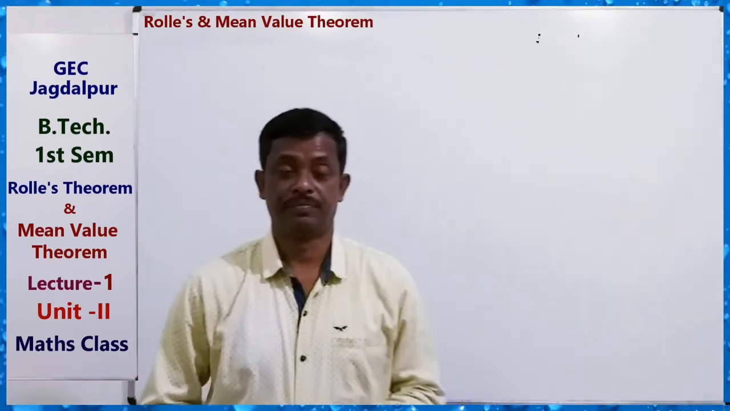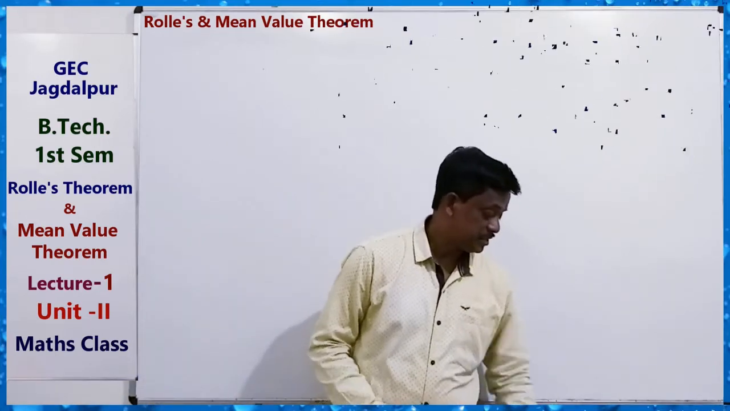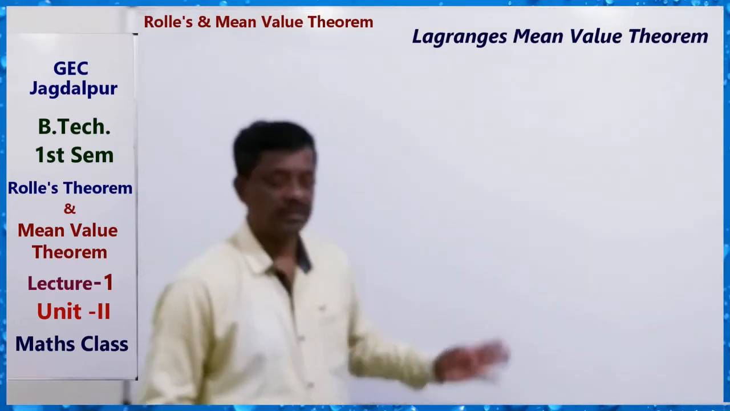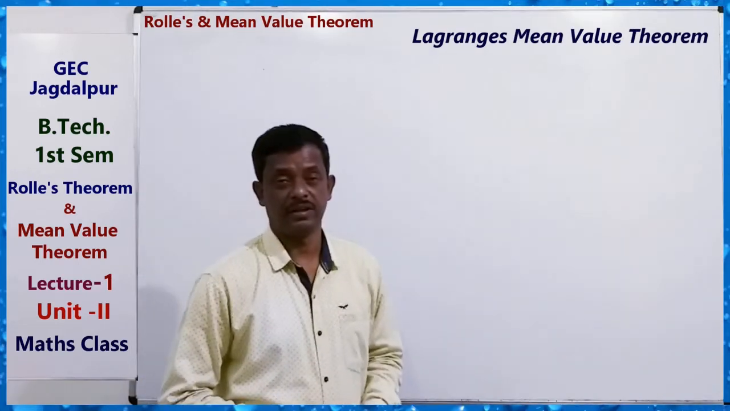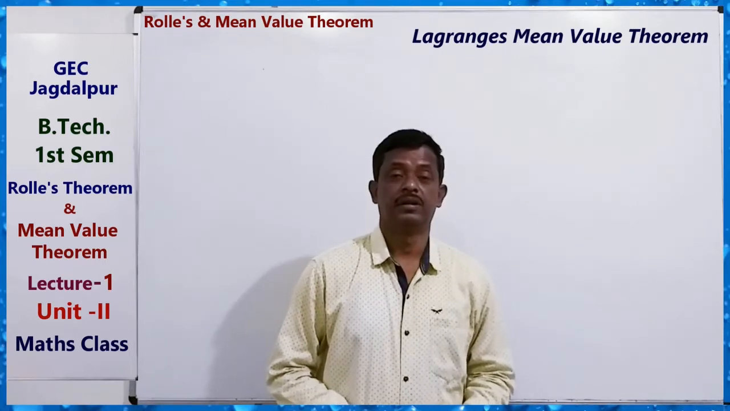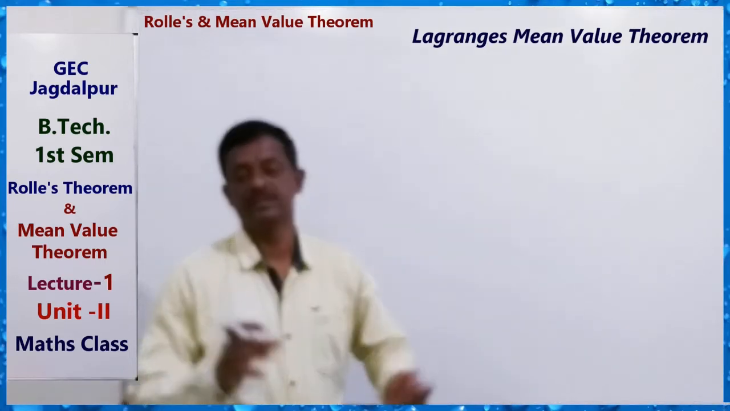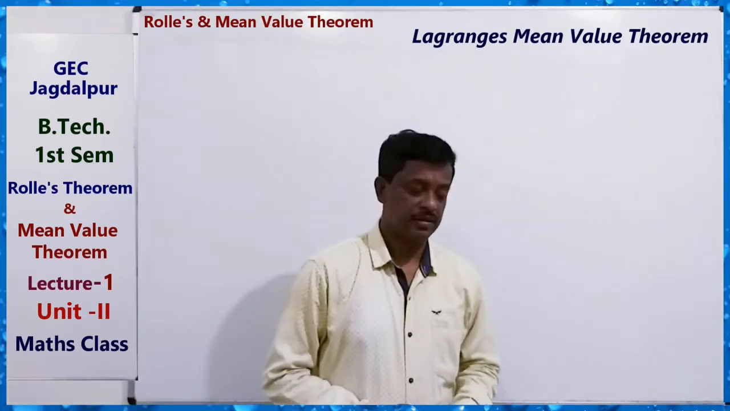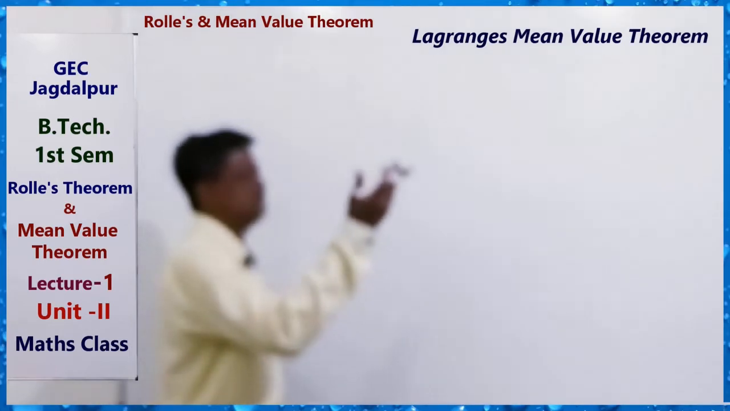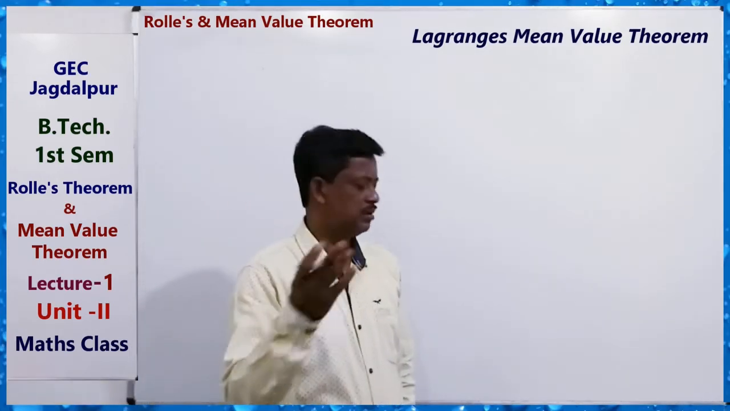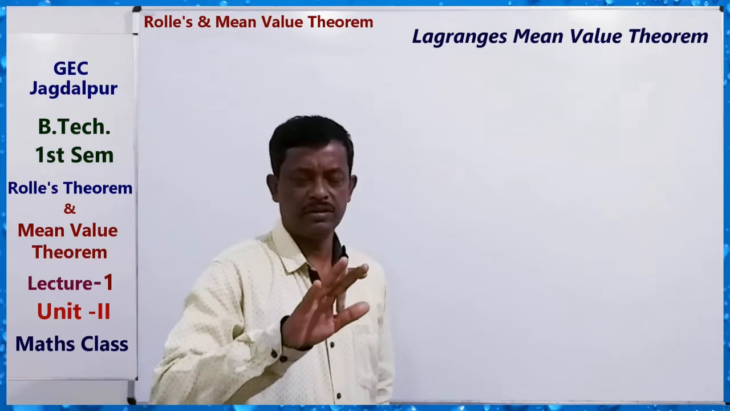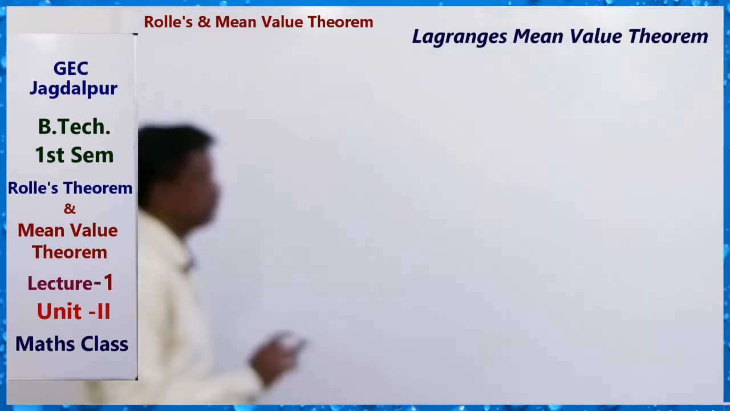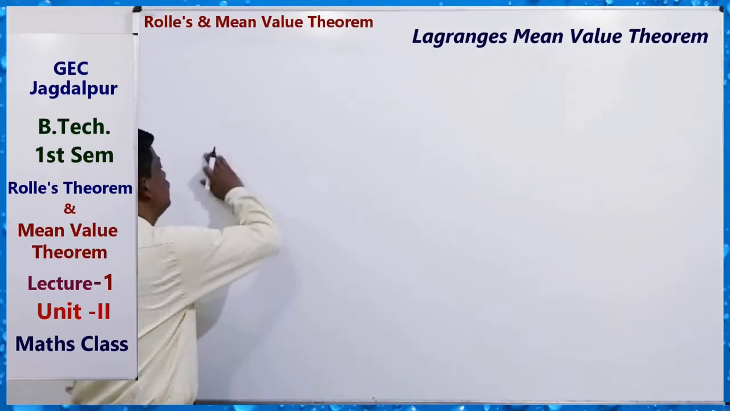Now, mean value theorem. Just first, we will state Lagrange's mean value theorem, and then Cauchy's mean value theorem. Actually, the main theorem is Lagrange's mean value theorem, and Cauchy's mean value theorem is the generalized form. This Lagrange's mean value theorem is a particular form of Cauchy's mean value theorem.